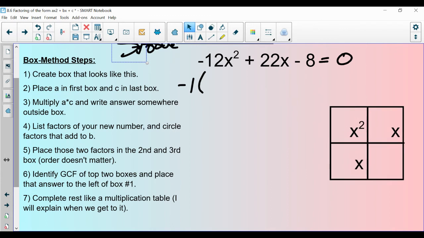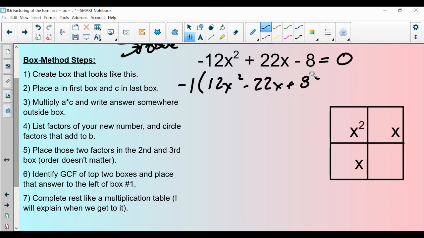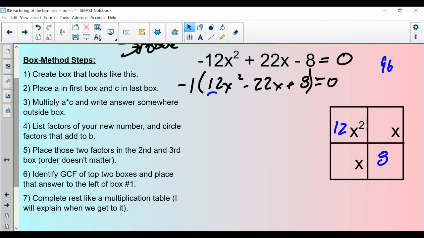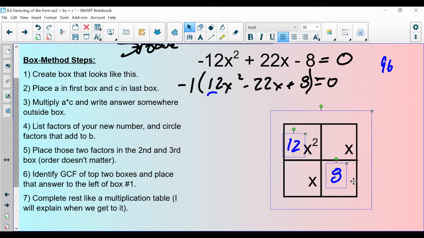If we factor out a -1, remember the sign of everything in the parentheses will change. So this would be 12x squared minus 22x plus 8 equals 0. So the first number, 12x squared, goes in the first box, and the 8 goes in the last box, and then we're going to multiply those things. And 12 times 8 is 96. And then you're going to list the factors of 96. What multiplies to 96? Of course, we've got 1 and 96.